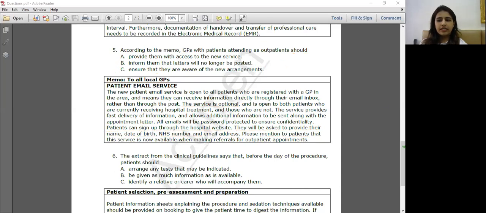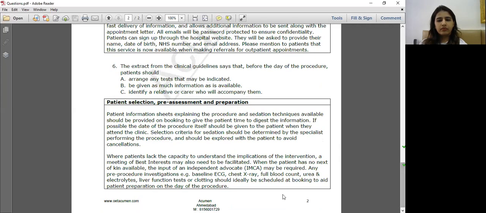And for the sixth one, let us discuss the sixth one now. For the sixth one, I can see A, C, and some of you have selected B. So basically we have all three options here, A, B, and C. Now see, again, the focus is before the day of the procedure, what the patients have to do.